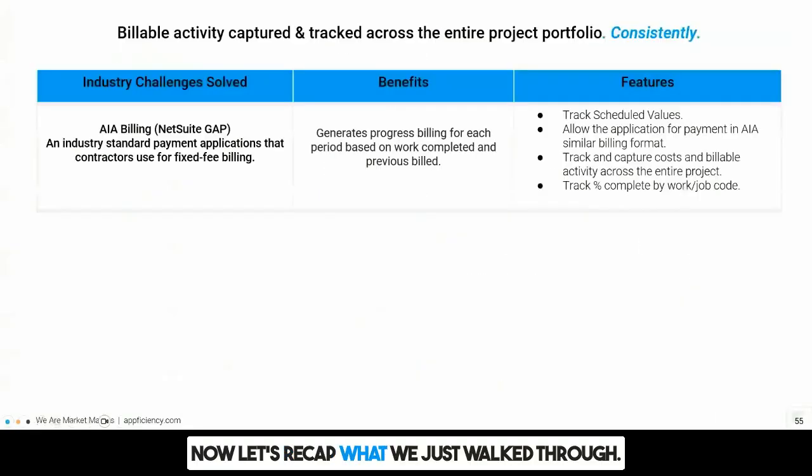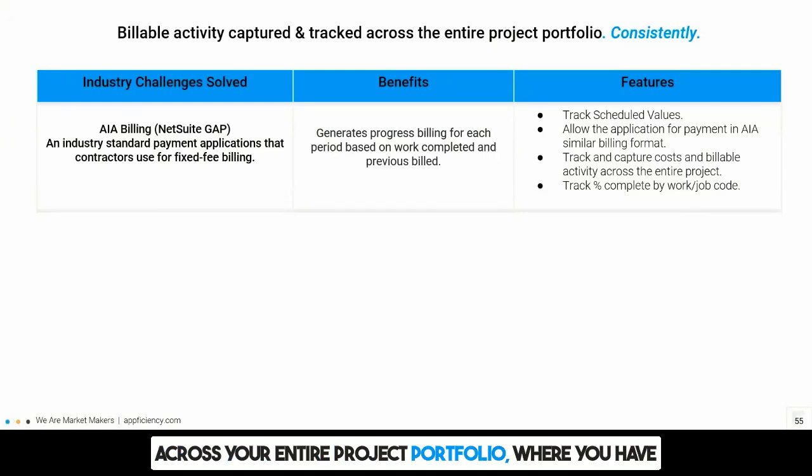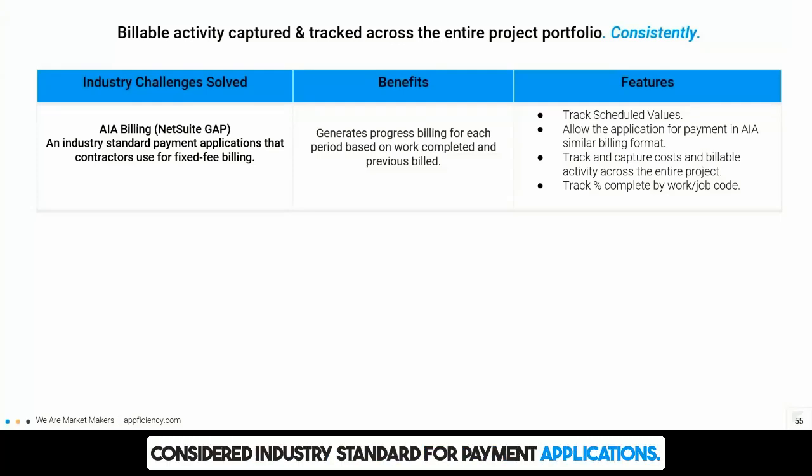Now, let's recap what we just walked through. To recap, Efficiency's billing for construction solution helps organizations capture and track billable activity across your entire project portfolio, where you have the ability to generate and track progress billings for all your scheduled values for each period in which you have billable activity. This gives you visibility for work completed in each period, as well as the 9 commonly tracked values that is considered industry standard for payment applications.